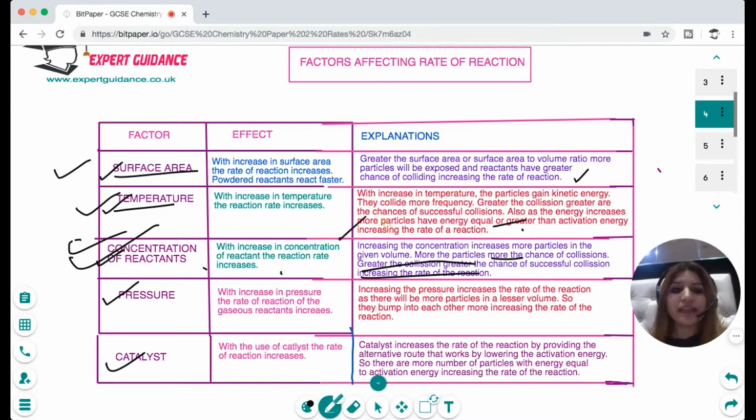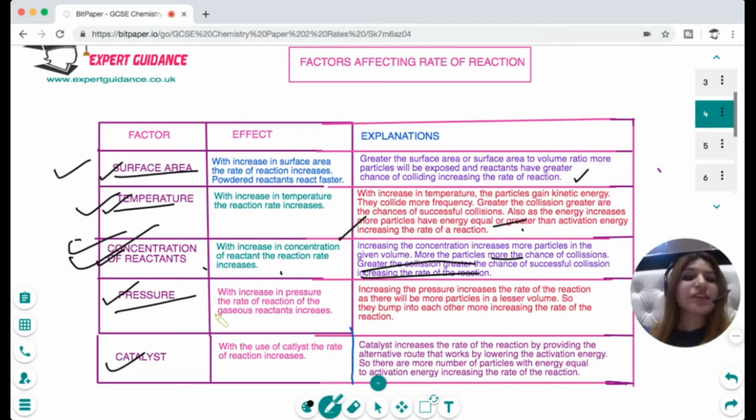So remember, temperature does two effects: increasing the frequency of collision and increasing the energy for collision. Next is pressure. Now, pressure only holds true for the gaseous reactants. When you increase the pressure, it increases the rate of reaction, and there will be more particles in a lesser volume. So when you increase the pressure, we squeeze something. When you squeeze it, the particles squash, so they collide more, they bump into each other more, and the more the collision, the more is the rate of reaction.